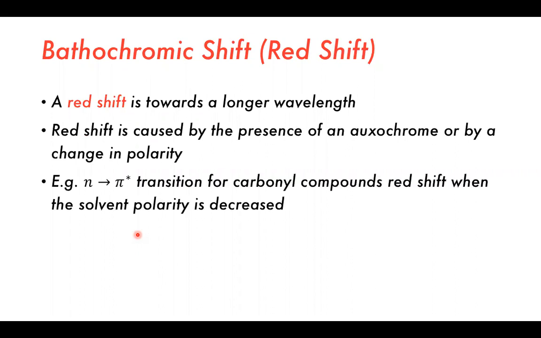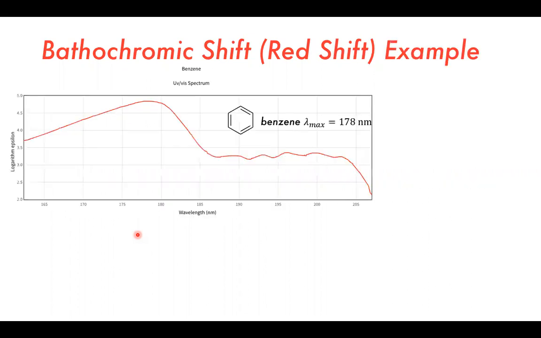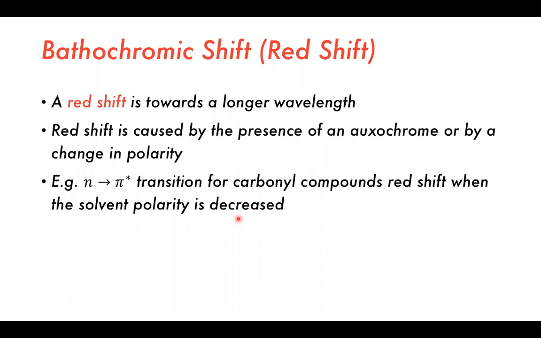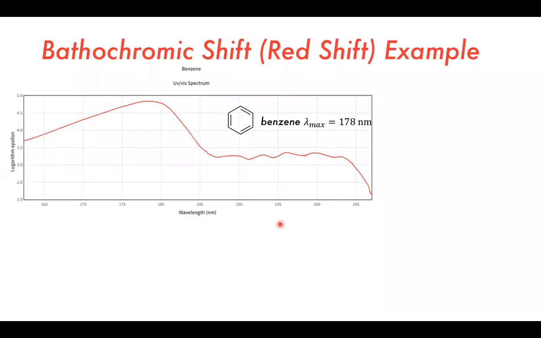For example, the n to pi star transition for a carbonyl compound causes a red shift when the solvent polarity is decreased. So when we have a non-polar or a more non-polar solvent, we'll talk about carbonyls later as well. So here's an example of a bathochromic shift, or red shift.